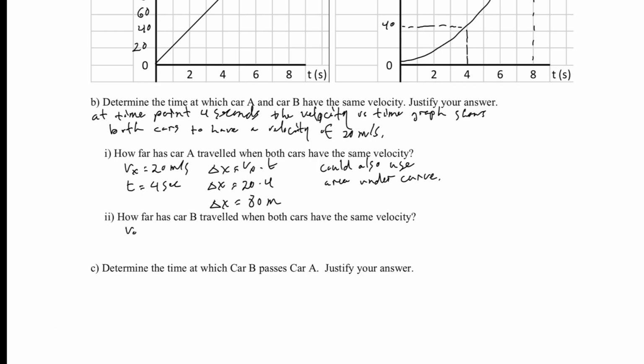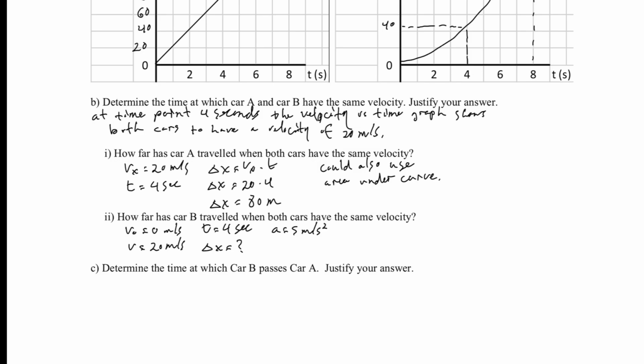How far has car B traveled when both cars have the same velocity? Well, car B had an initial velocity of 0. It had a final velocity in this time period of 20 meters per second. The time we determined was at the 4-second mark, and we're looking for delta x. Provided this information, the best equation for us would probably be v squared is equal to v naught squared plus 2a delta x. Well, in order to do that, we'll need to know the acceleration.